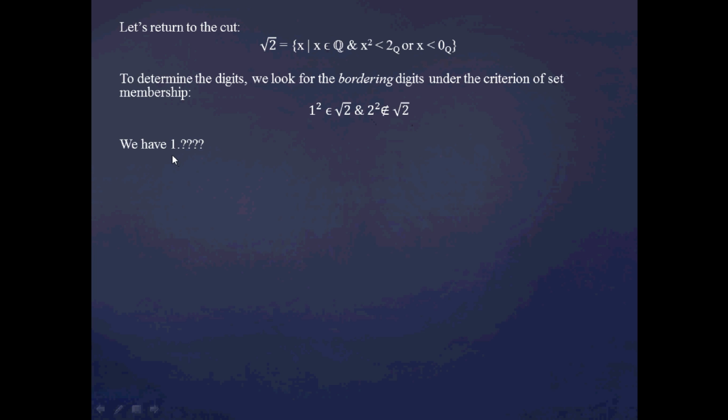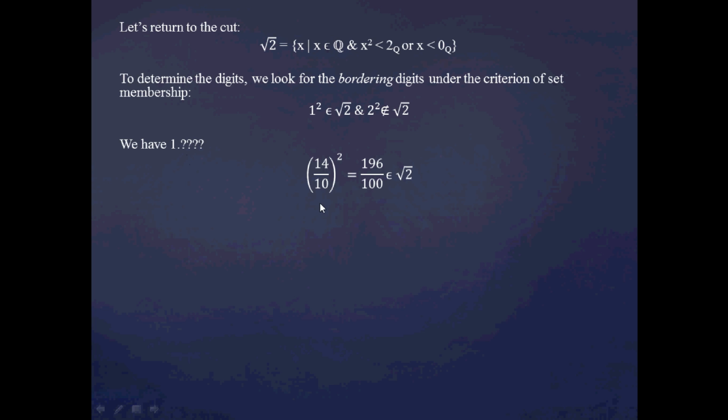So far, just like in our other computation, we know that the decimal expansion representation of the square root of 2 is going to be 1 point something something something, because we're looking for those bordering digits, and that's what's going to determine the decimal representation of the Dedekind cut. So far we have 1 point something something something. Now we move on to the next place, and we're kind of cheating here.